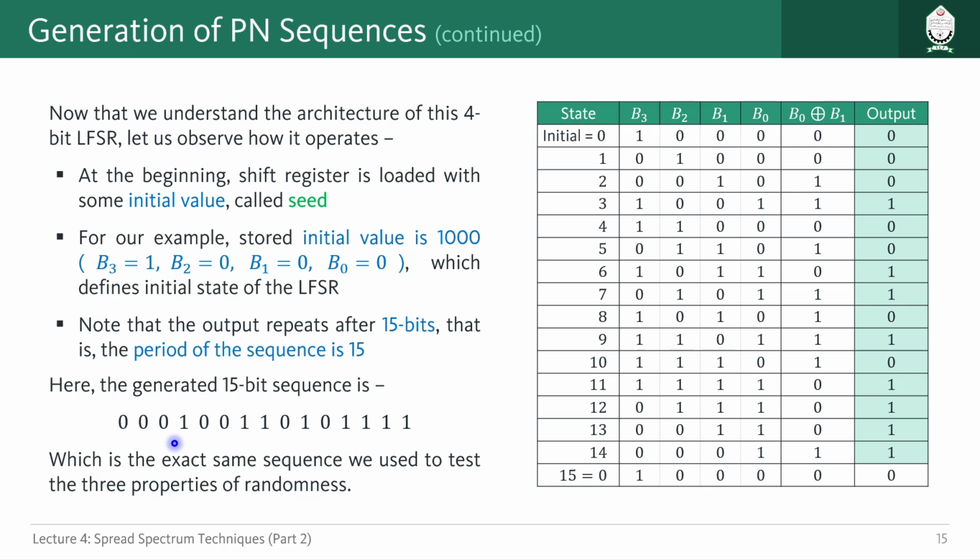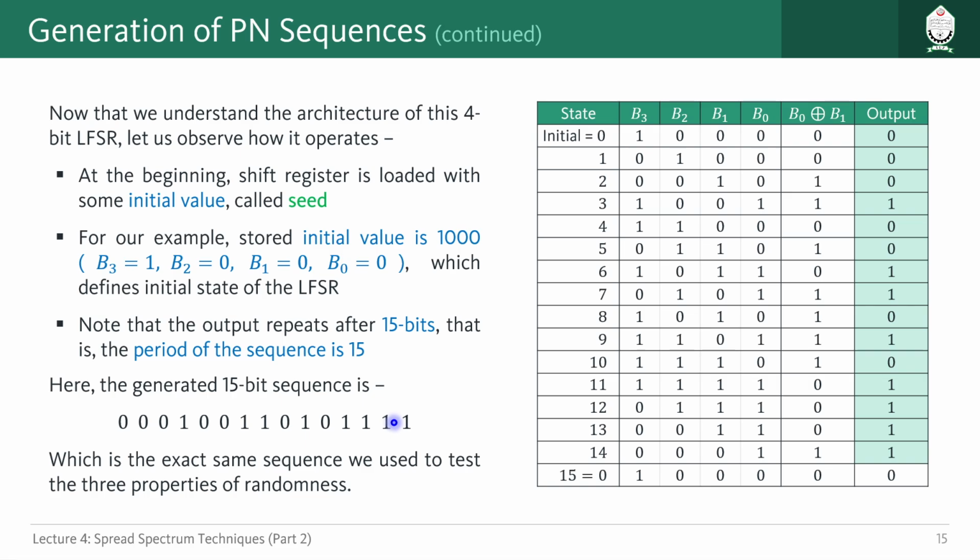And if you look closely, you will see that this is the exact same sequence we used for testing the randomness properties. So this sequence actually fulfills those 3 properties, and we can say this is a pseudo-random sequence. We can use this sequence as a spreading sequence in our spread spectrum.